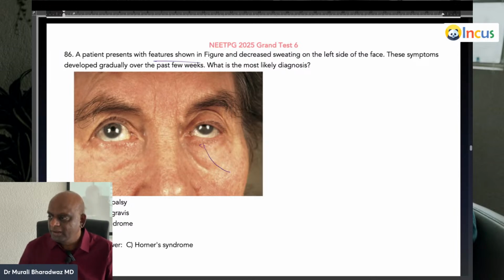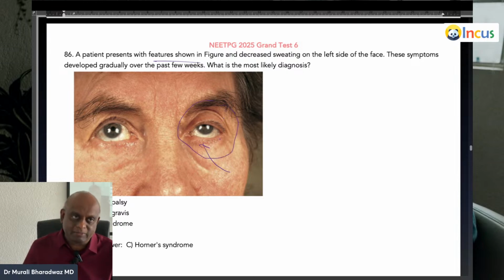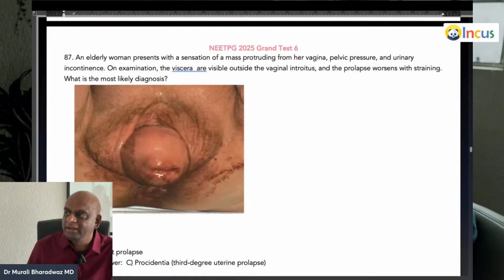So this is enophthalmos. That means it has gone inside the globe. Decreased sweating on the left side of the face, which is suggestive of Horner's syndrome.